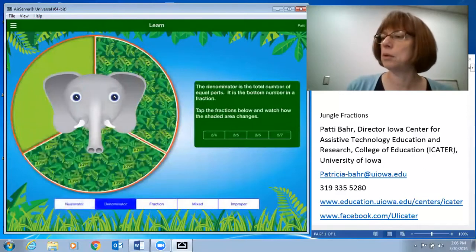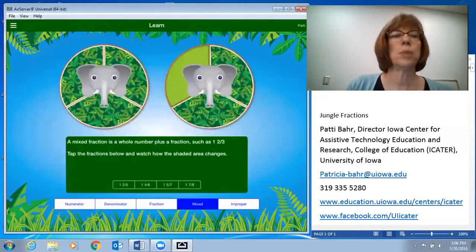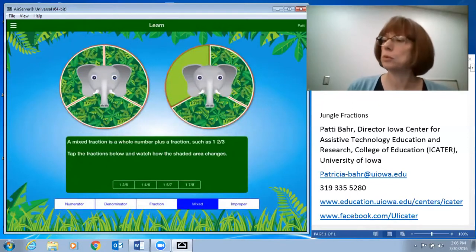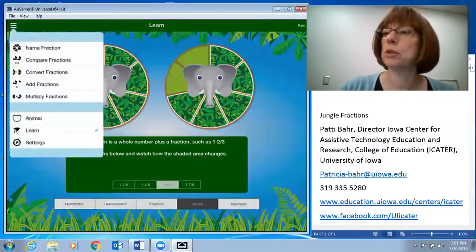Then it goes on to denominator. What's a denominator? Fractions. What is a fraction? It's part of a whole. And then mixed. A mixed fraction is a whole number plus a fraction, such as 1 2/3. So it'll speak those for you. 1 and 5/7.